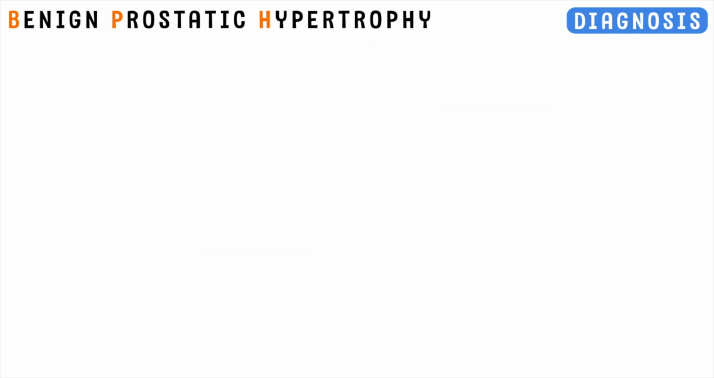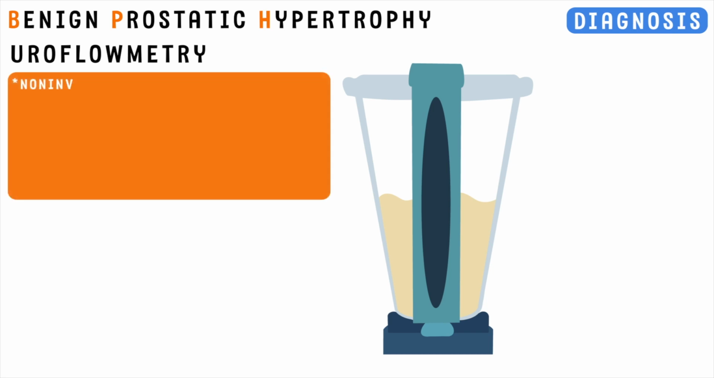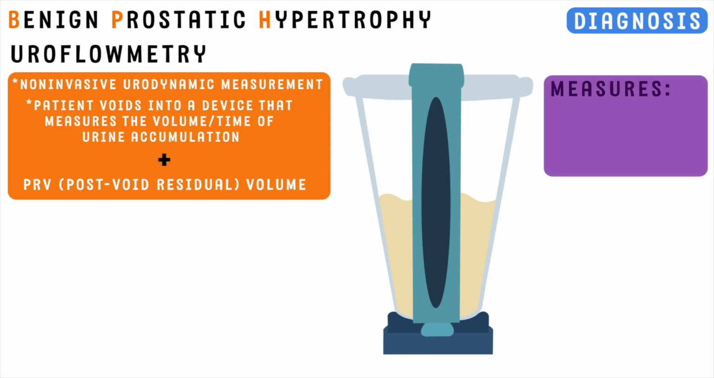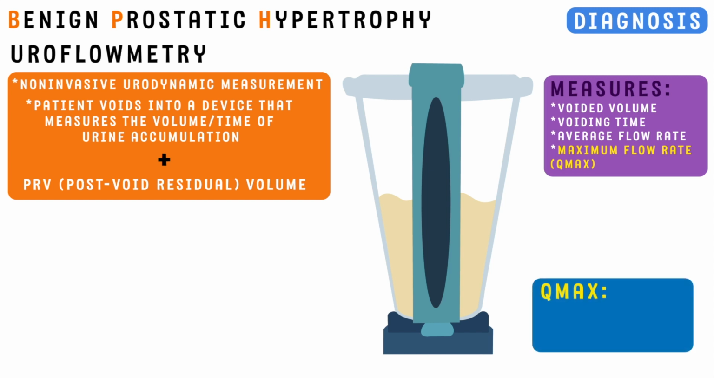In diagnostic procedures, uroflowmetry is a simple non-invasive urodynamic measurement in which a patient voids into a device that measures the volume per time of urine accumulation. This procedure is often combined with measurement of PVR, or post-void residual volume. Uroflowmetry measures voided volume, voiding time, average flow rate, and maximum flow rate, or Qmax. The Qmax is the best measurement to assess voiding dysfunction.